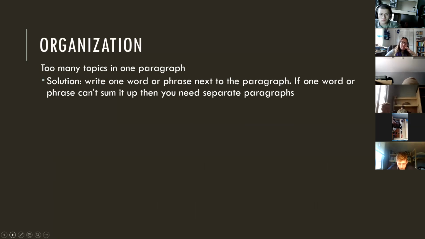And a way that you can fix this, what I usually recommend if I'm telling a student that there's too much information in one paragraph, is if you can't write one word or phrase next to that paragraph, that means it needs to be separated into separate paragraphs, that you've got too much information jammed into one paragraph. And if what you're finding is that when you separate it, each paragraph is only a sentence or two, that means you need more information to fill out that paragraph.